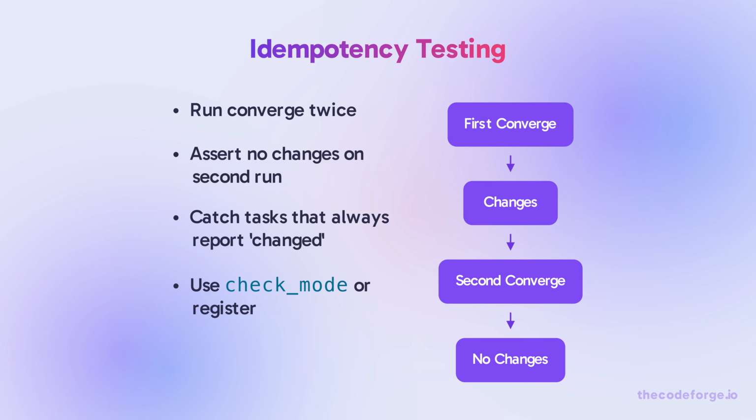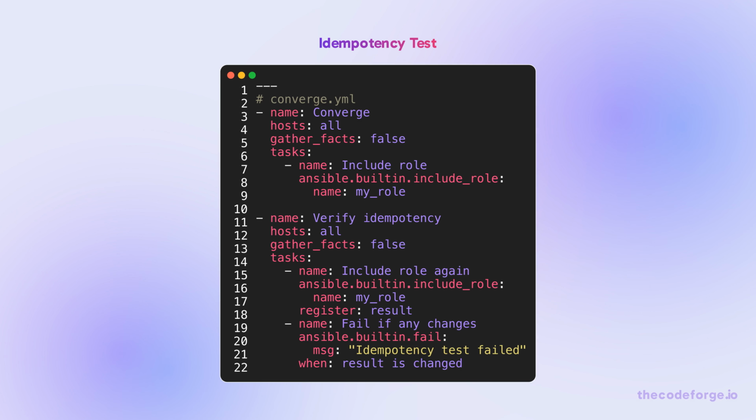Run converge with verbose output, list instances, login to inspect, run a specific test with debug, and destroy when done. Idempotency is critical. Run molecule converge twice. The second run should report 0 changes. You can automate this with a verify test that runs the role again and asserts no changes. This converge.yml includes the role twice. The second run registers the result and fails if any changes occurred. This catches tasks that always report changed.